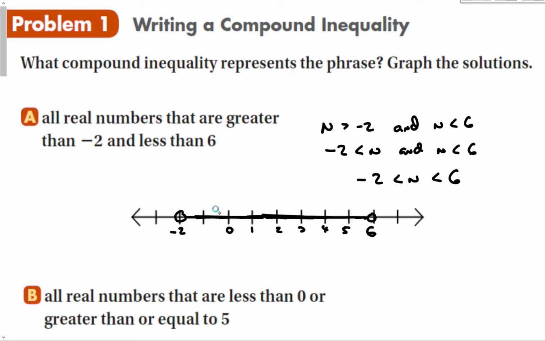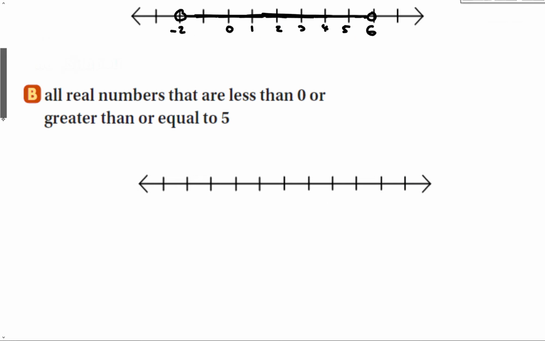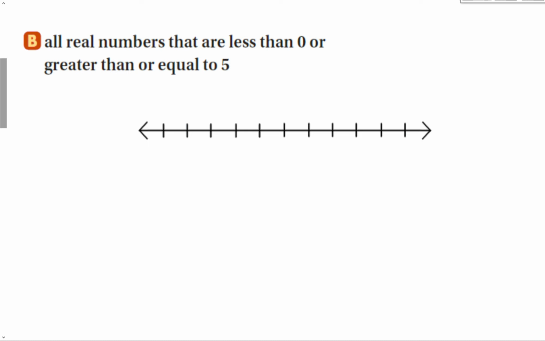And there's my compound inequality. Let's look at B. All real numbers that are less than 0 or greater than or equal to 5. So the or inequality means I can't put them together, but now I can just rewrite these as n is less than 0 or n is greater than or equal to 5.